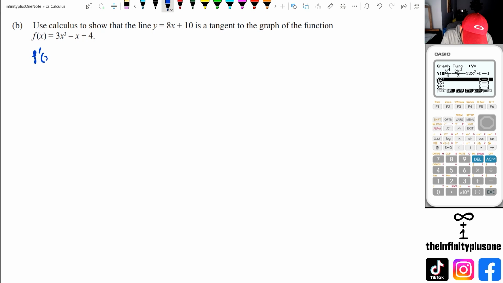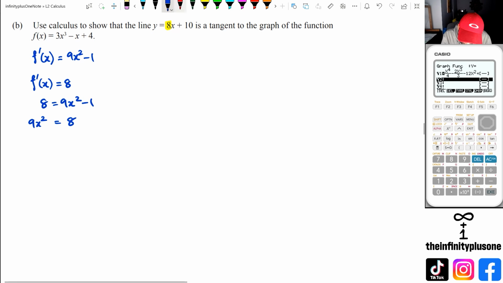So first step, let's work out the gradient function. It's going to be 9x squared minus 1. Now the gradient is equal to 8. The reason the gradient is equal to 8 is because we can pick it up from the tangent itself. So because the gradient is equal to 8, we're going to put f dash of x equals 8. 8 equals 9x squared minus 1. And we're going to get 9x squared is equal to 8 plus 1. So 9x squared is equal to 9. x squared is equal to 9 divided by 9.